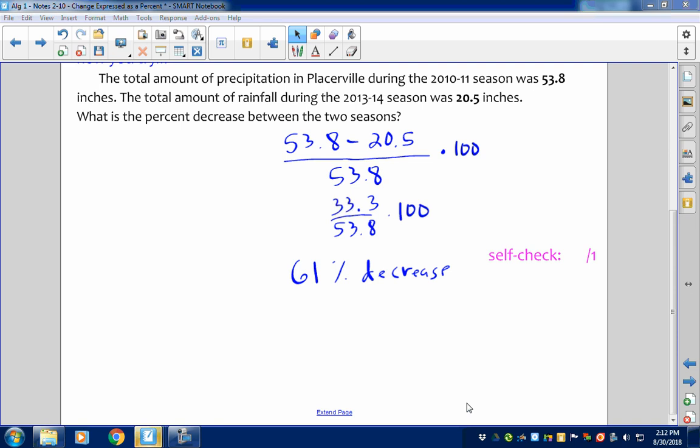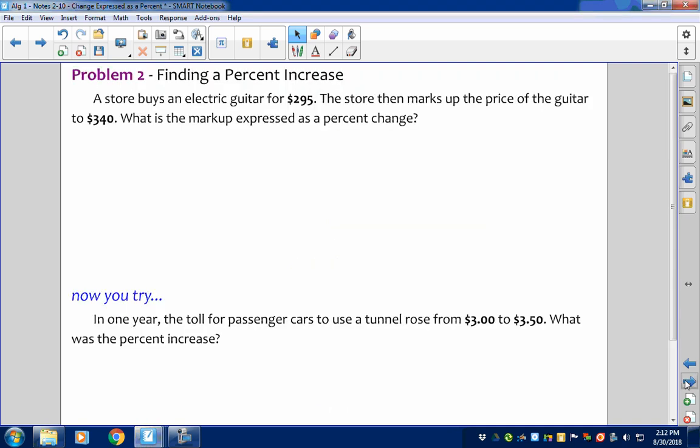33.3 divided by 53.8. It is 61.8, so it would round to 62%. Oh, yeah, that's a measure. Precision.